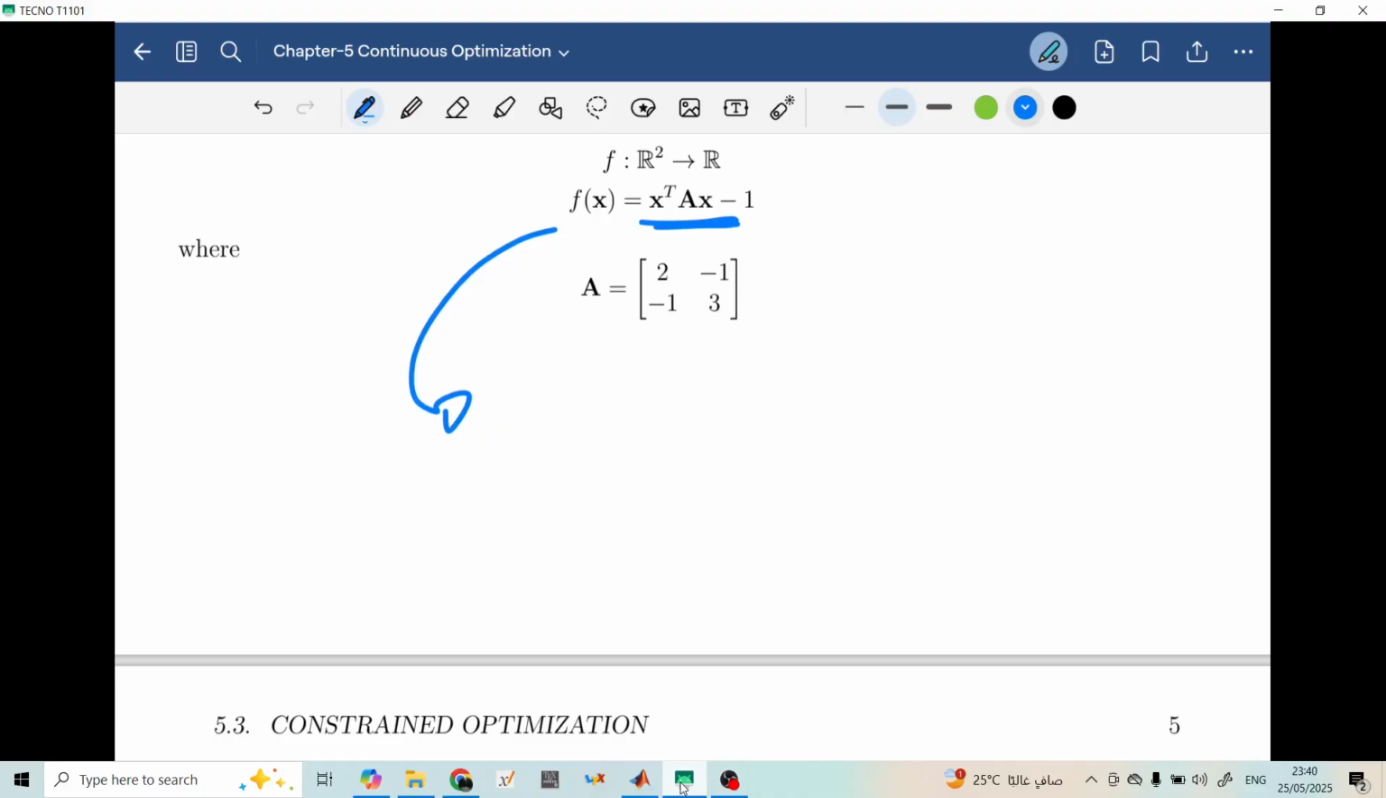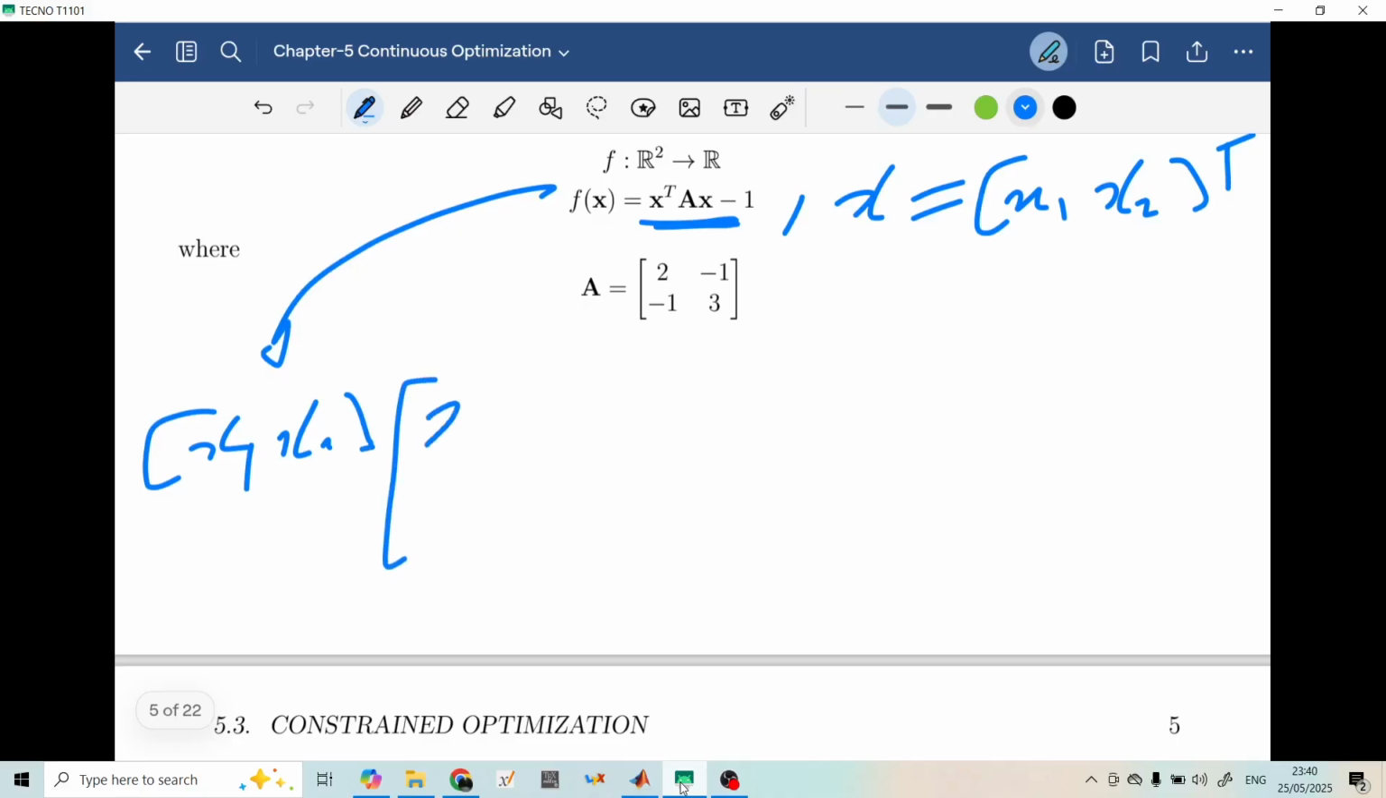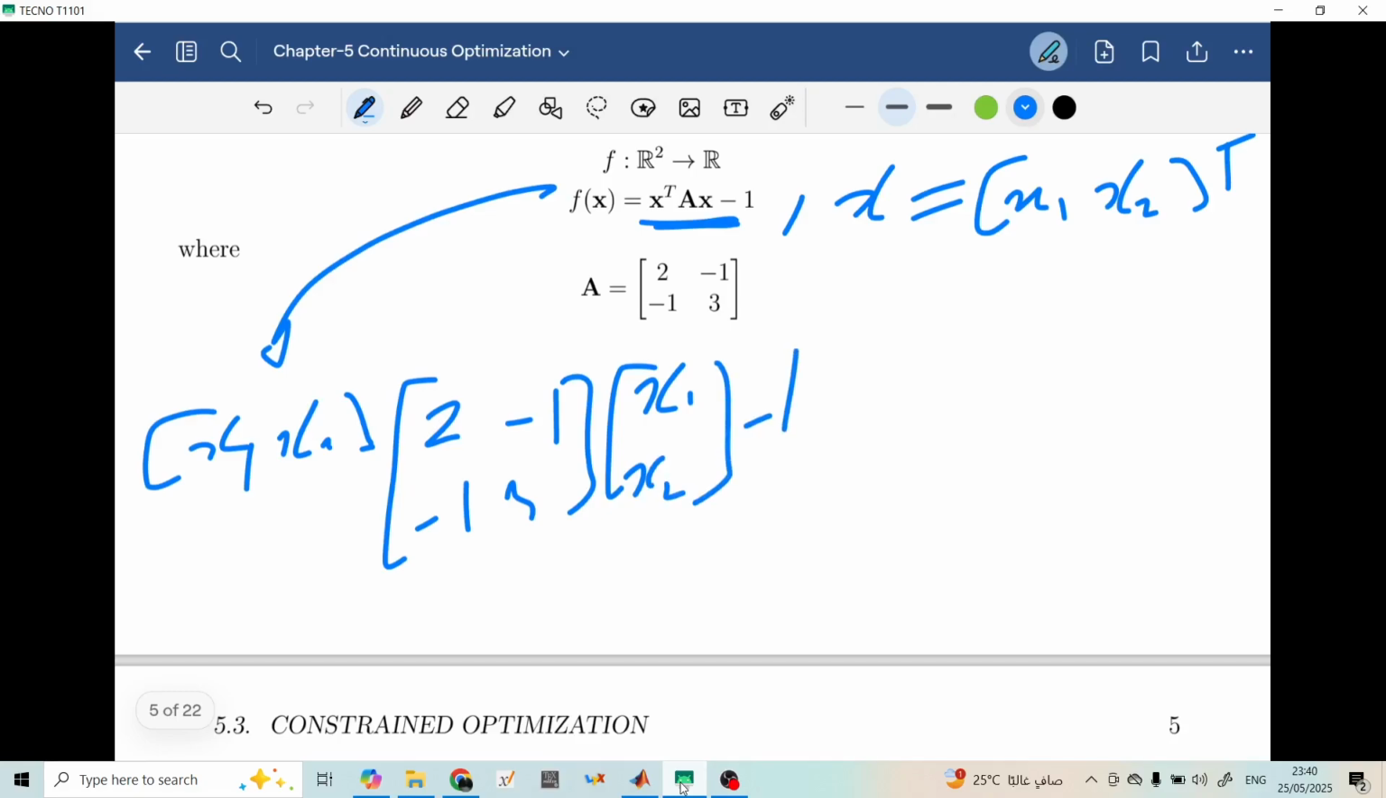Let us record that. Okay, this equals what? Let's just write it here. If x is x1 x2 transpose, then this equals x1 x2 transposed, times A, which is 2, minus 1, minus 1, and 3, times x1 x2, minus 1.